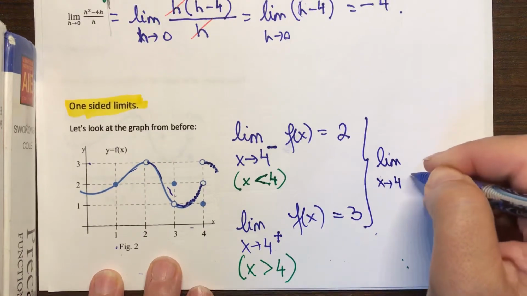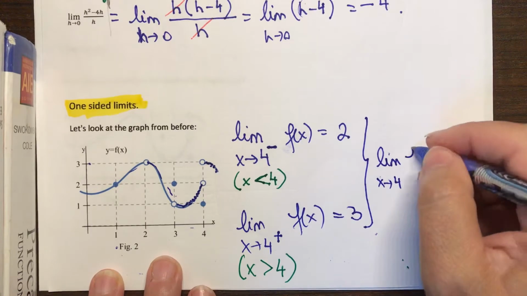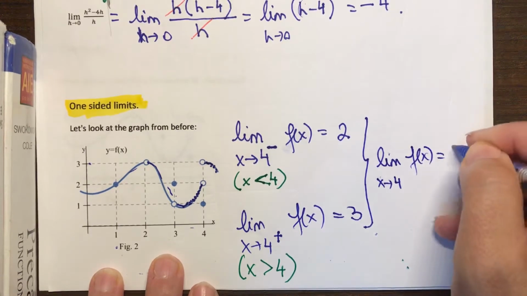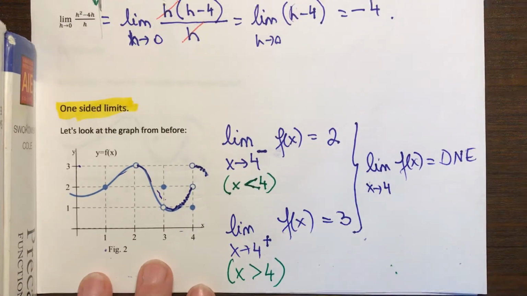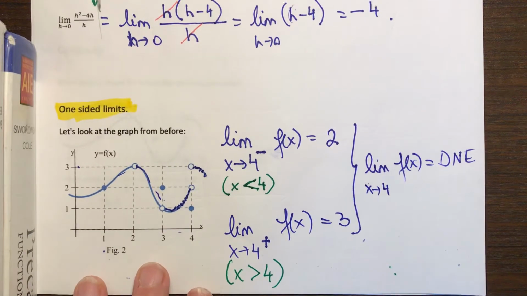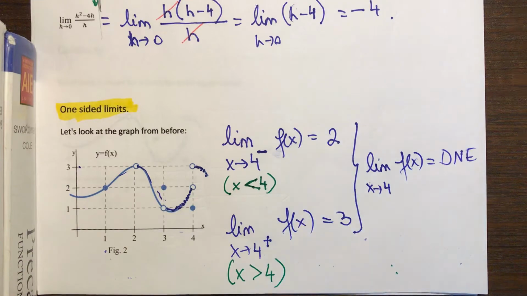When you put 4 only, it means from both sides. So the left-hand limit is one number. The right-hand limit is one number. But the double-sided limit is no value at all.